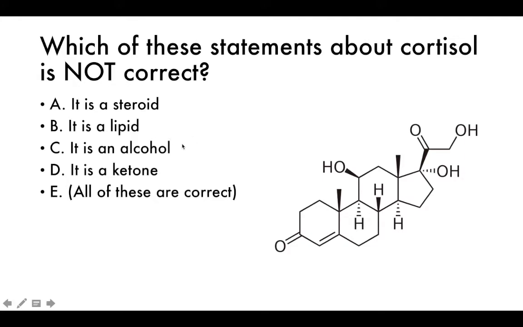What about C? Is it an alcohol? How do we recognize an alcohol? A couple of ways we can recognize an alcohol. If we look at the molecule, we look for a particular functional group, which is a hydroxyl group. Here's a hydroxyl group. Here's another one. Here's another one. So this is 3 times an alcohol. So that is correct. Also, cortisol ends in OL. And molecules that end in OL, typically that means it's because they are some type of alcohol. OL, alcohol. All right. So that leads us to option D.